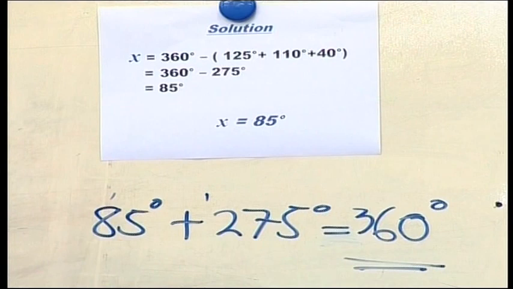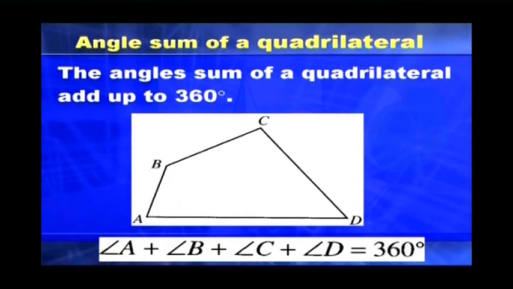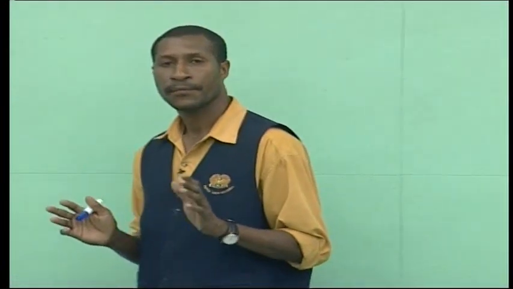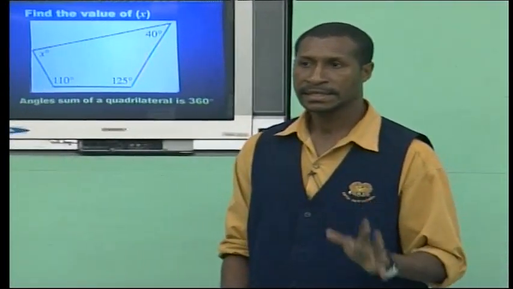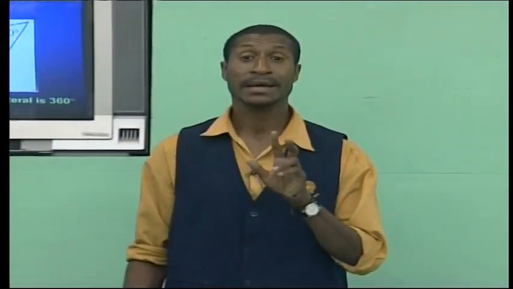So, receiving students and 7s, remember that the interior angles of a quadrilateral add up to 360. So, if you want to find a missing angle in a quadrilateral, always subtract the given angles from 360.